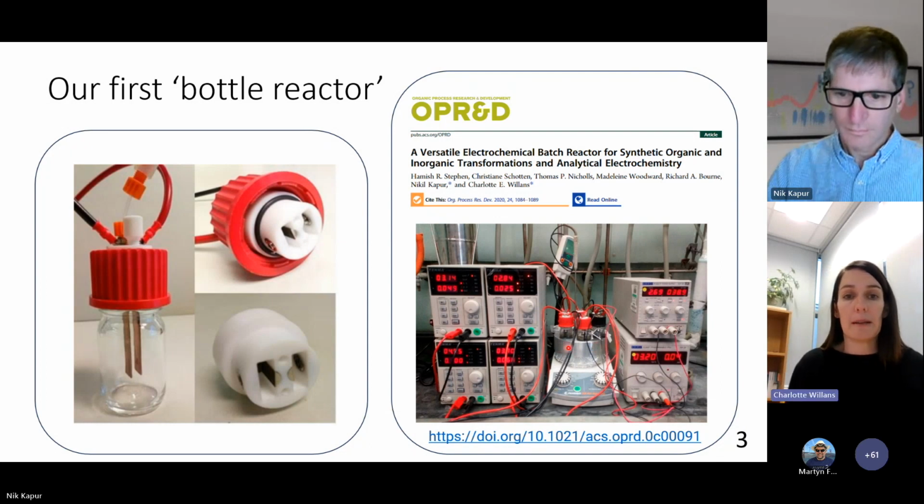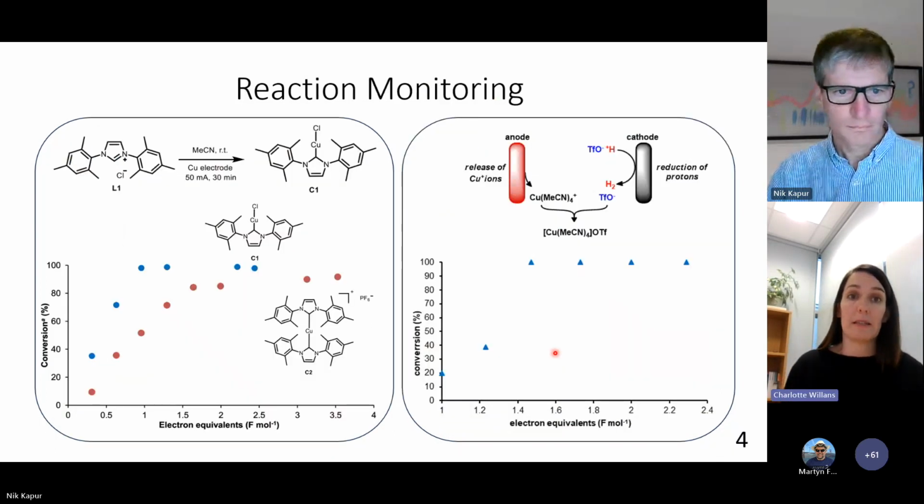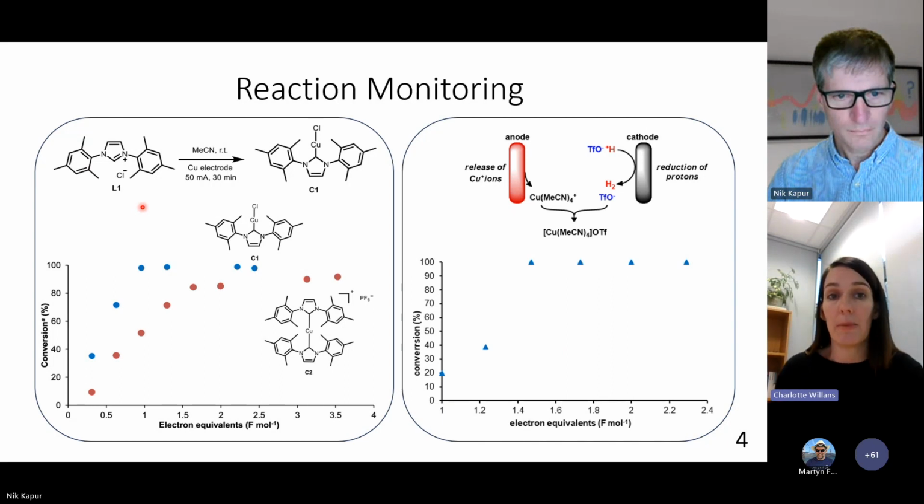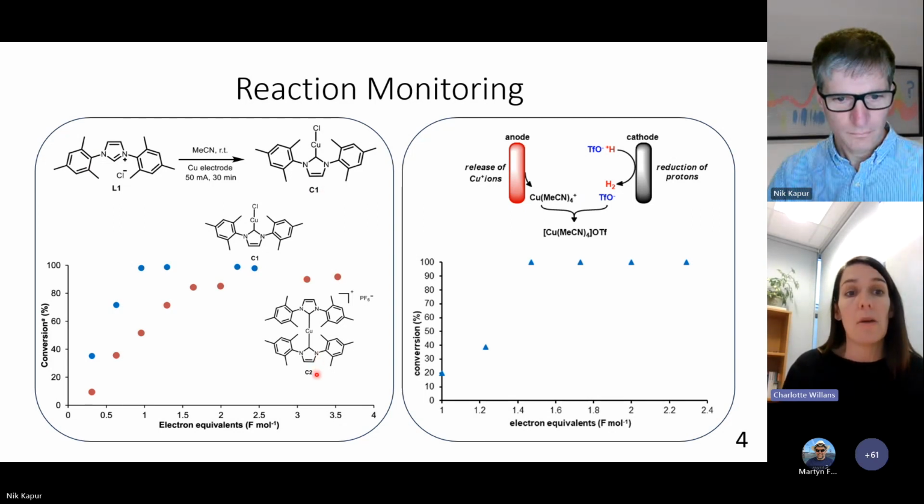So I'll just give a few examples of the types of reactions that we did after we developed that bottle reactor. So on the left-hand side, you can see the electrochemical formation of copper NHC complexes. C1 is a neutral complex. C2 is a cationic complex. But if we can withdraw aliquots over time and monitor this reaction, you can see that the formation of C1, which is the blue trace, is more efficient than the formation of C2. So for C1, we need 1 electron equivalence to get full conversion, whereas for C2, we need nearer 2 electron equivalents.